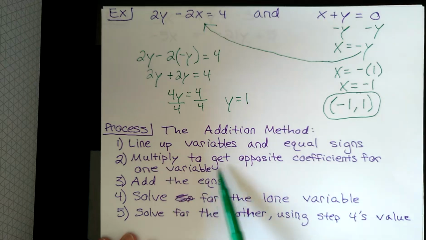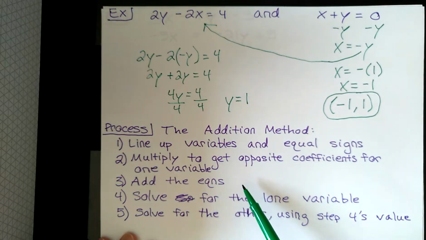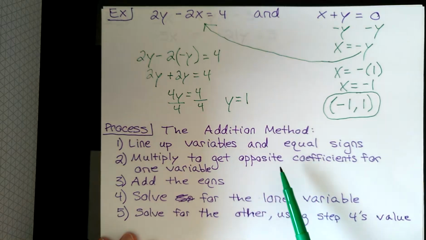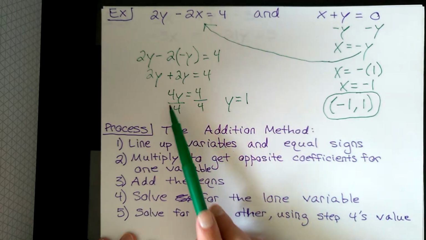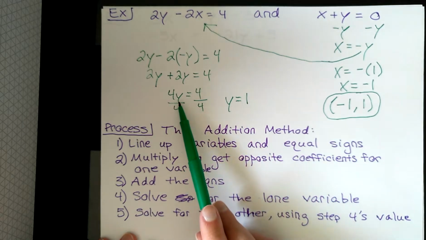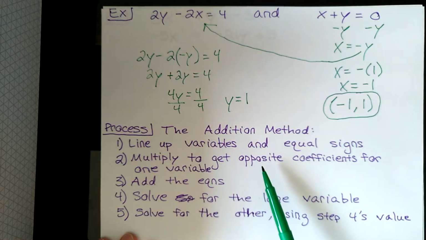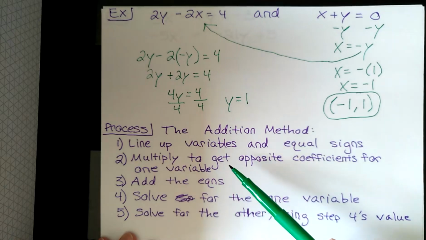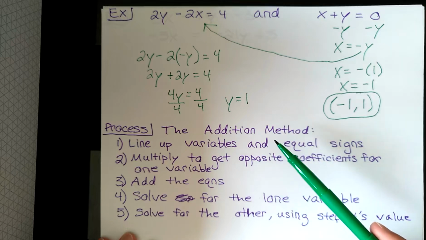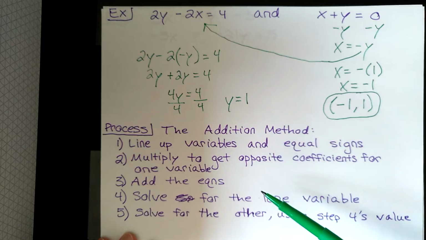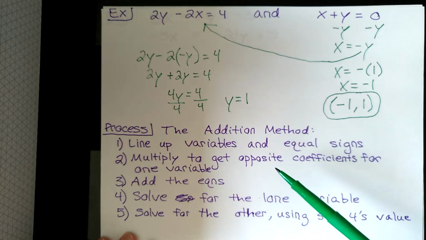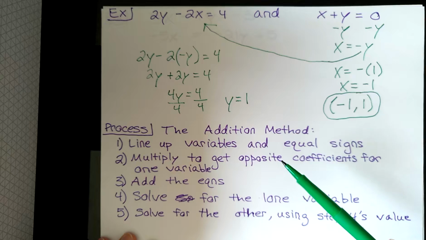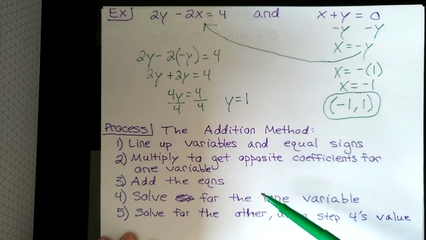And once we do this, we will multiply one or both of the equations by a certain number. We do this to get opposite coefficients, meaning the numbers in front of your variable, like this 4 in front of this y. We want them to have opposite values in the equations for one of the variables. So that means if, for instance, we had y in the first equation and 2y in the second equation, then we would multiply the first equation by negative 2, so that we would have negative 2y in the first and positive 2y in the second, opposite coefficients.